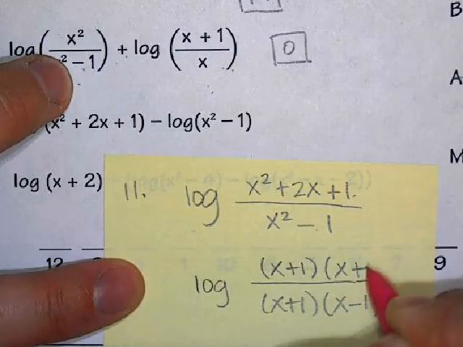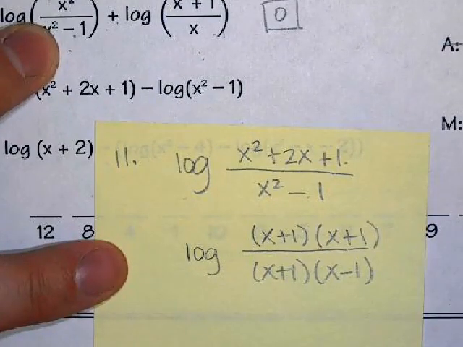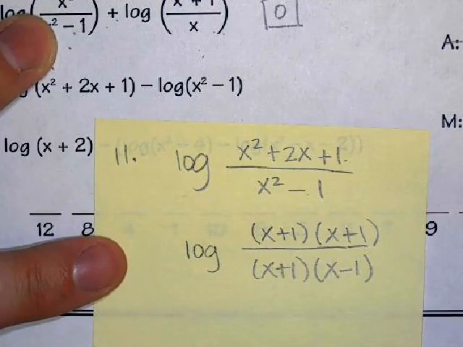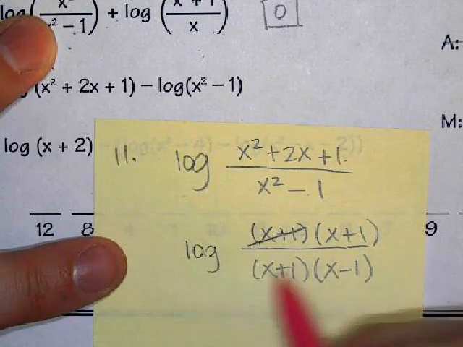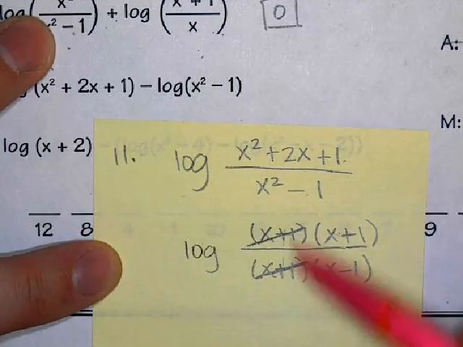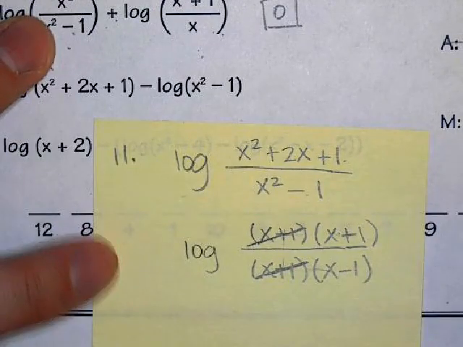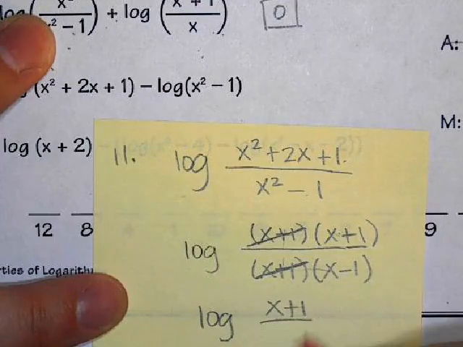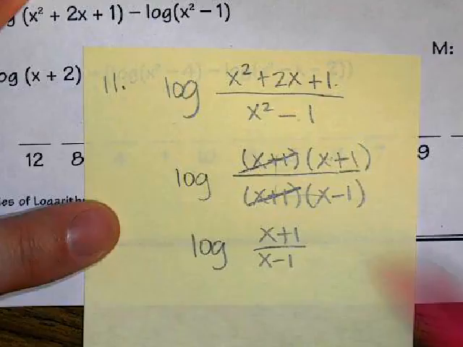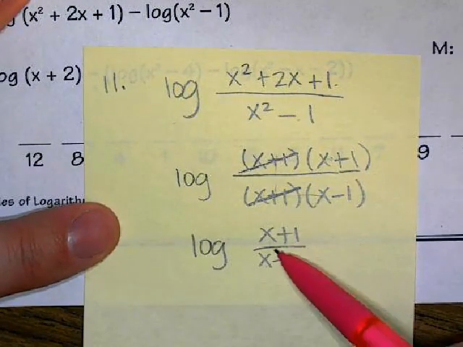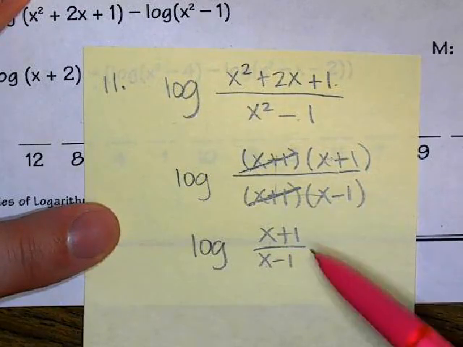And then what cancels out? Yeah, the x plus 1 and the x plus 1. And we can cancel these because we've got multiplication canceling with division. So multiplication and division are opposites. We're allowed to do that. So our final answer for this one is log of x plus 1 on the top, x minus 1 on the bottom. We can't cancel out the x's because we'd be trying to cancel addition and subtraction with division, and addition and subtraction are not the opposites of division. They're the opposites of each other, but they're not the opposites of division.